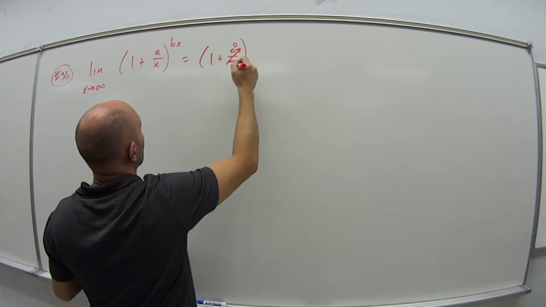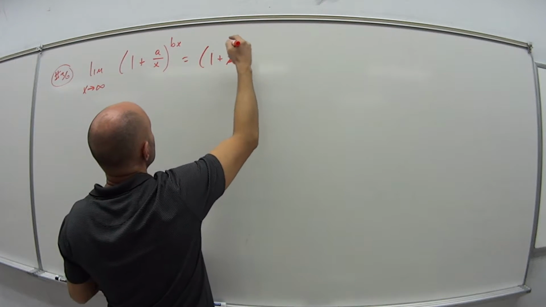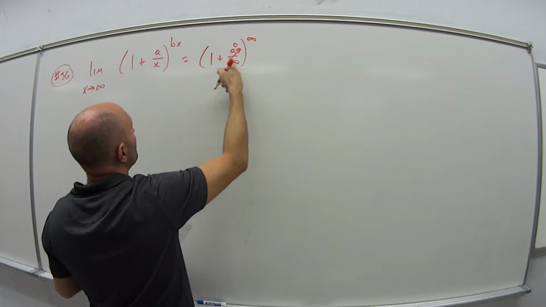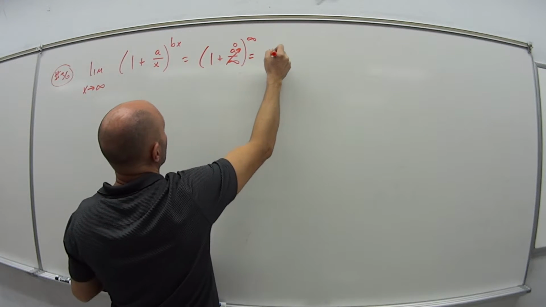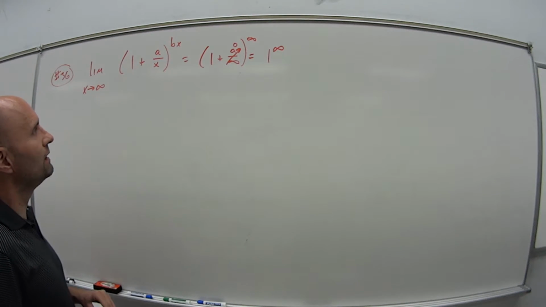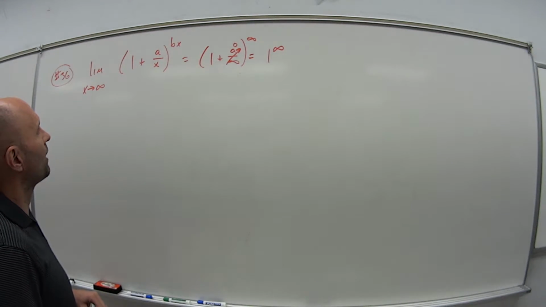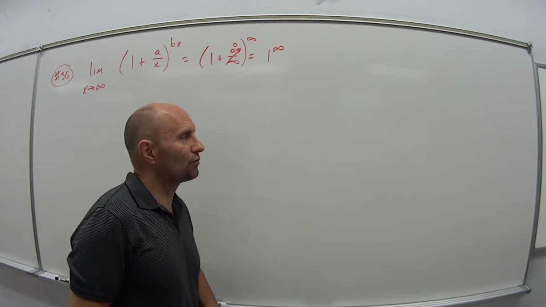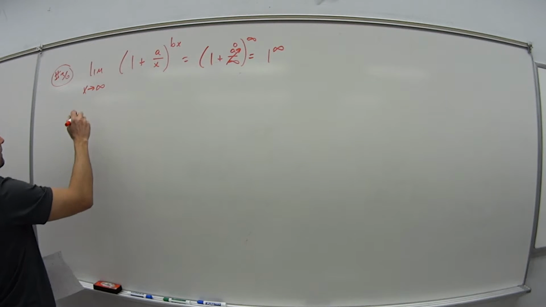This goes to 0, all to the b times infinity, which is what? Also infinity. So 1 plus 0 is 1. So we get 1 to the infinity power. So sure indeed, this is one of our indeterminate power problems. So what do we do? We're going to use e and natural log. We're going to rewrite this guy.